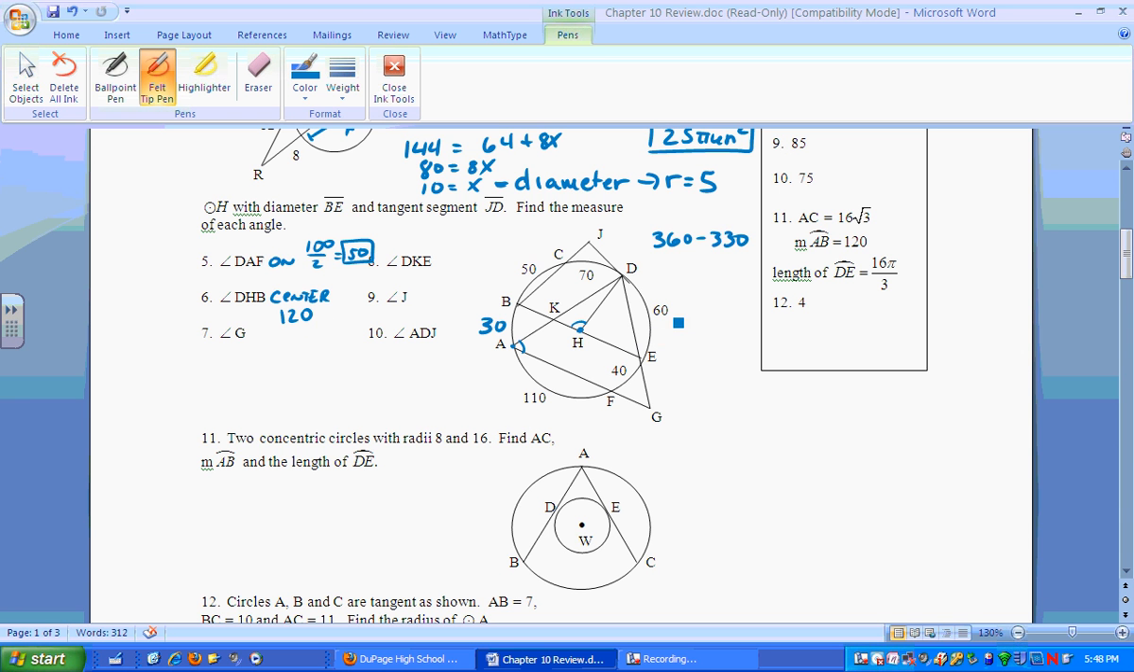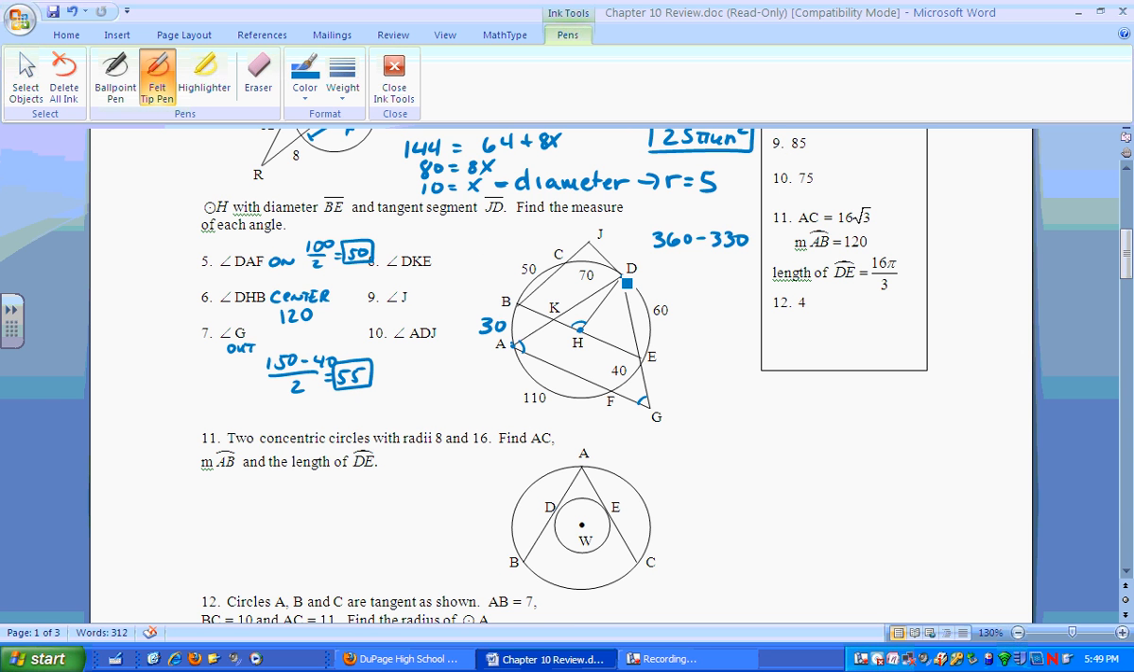Number 7 is angle G. Angle G is located outside the circle. So we find the big arc. The big arc opens from D to A. So we add all that up. That's 150. Because it's outside, we subtract. 40 is the minor arc right here. We divide by 2, and we get our grand total of 55.